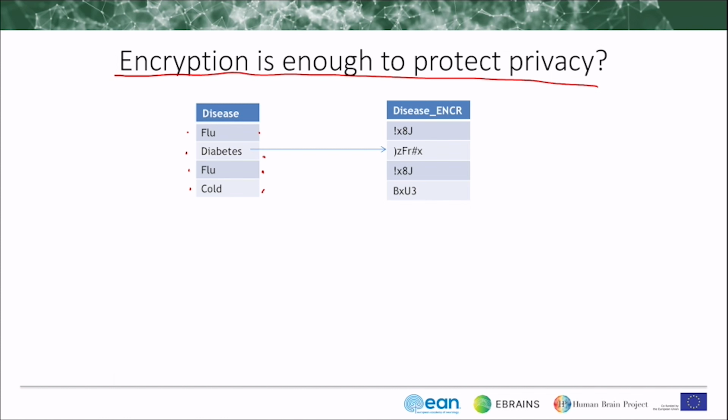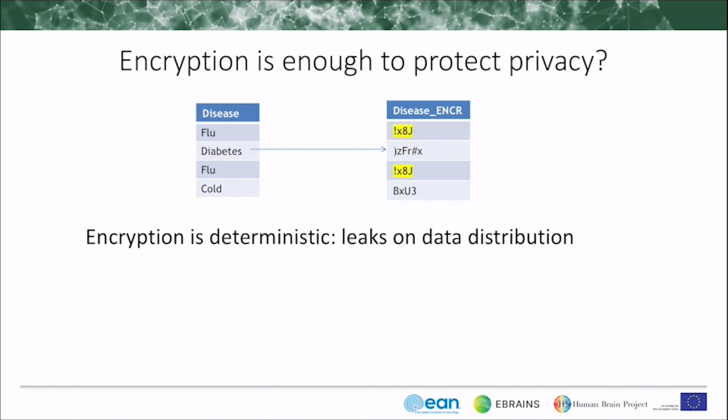These records have been encrypted with the same key. Since the encryption is deterministic, the same plaintext encrypted with the same key will generate the same ciphertext. So for the two records that have flu as a disease, the encryption generates the same ciphertext. If I simply encrypt the data, I can infer some information about the data distribution. I'm not able to tell you that this is a flu, but I'm able to tell you that 2 items over 4 have the same disease, which is not good in terms of privacy.